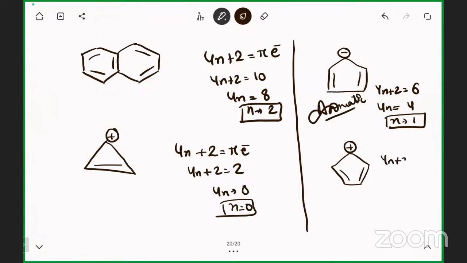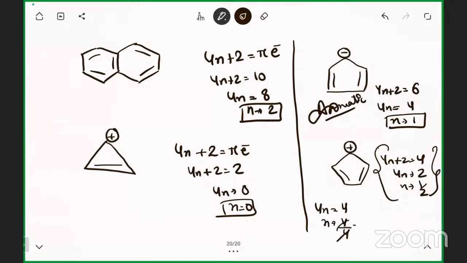Let's see, 4n plus 2 is equal to 4, 4n is equal to 2, n is equal to 1 upon 2. So according to Huckel rule, it's not aromatic. So I'll use the 4n rule. 4n is equal to 4, n is equal to 1. So this particular compound is anti-aromatic. Okay, this compound is anti-aromatic.